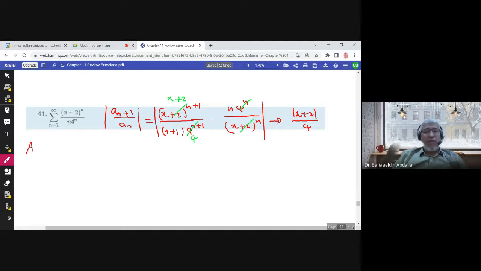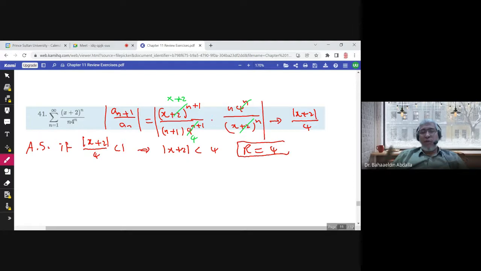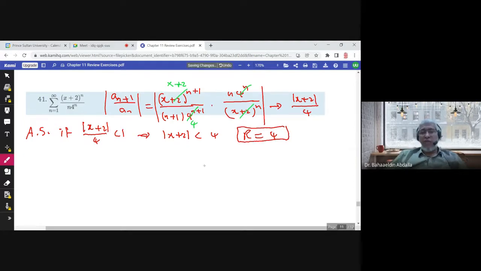So the series is absolutely convergent if absolute value of x plus 2 over 4 is less than 1, which means absolute value of x plus 2 is less than 1 times 4, which is 4. So the radius of convergence is 4, and the interval of convergence would be adding -2 to all sides.